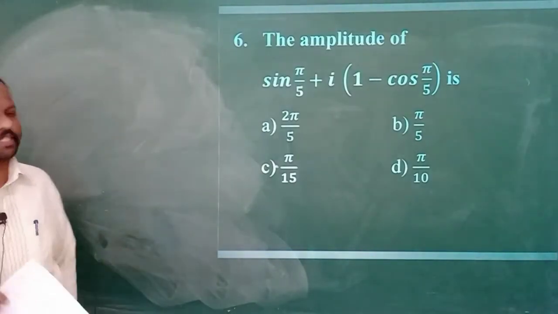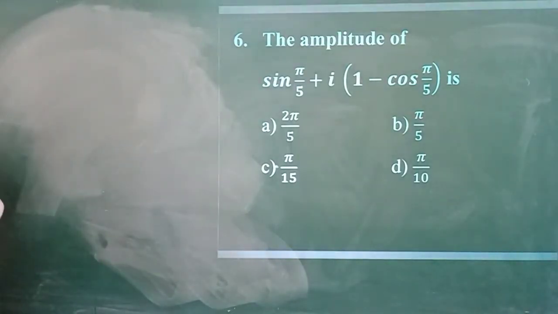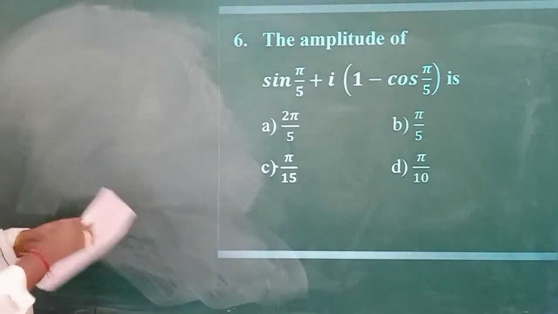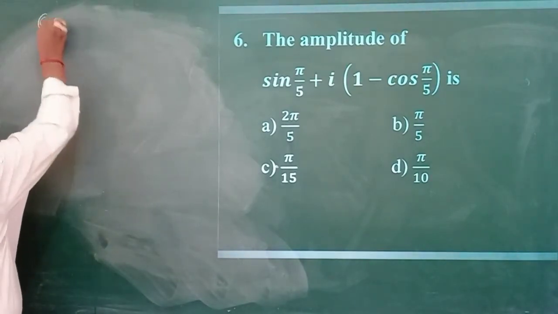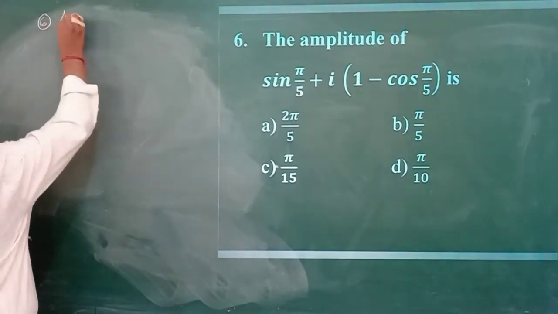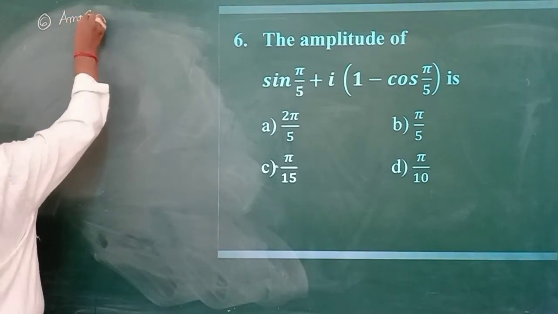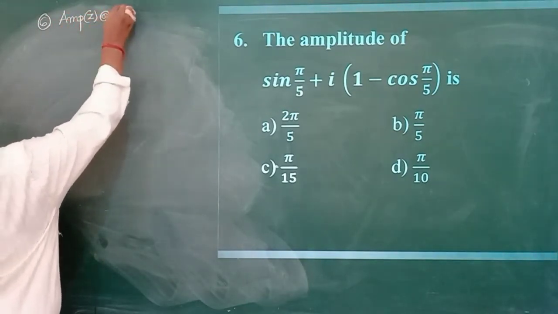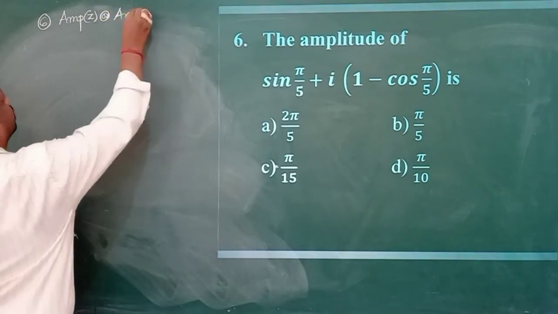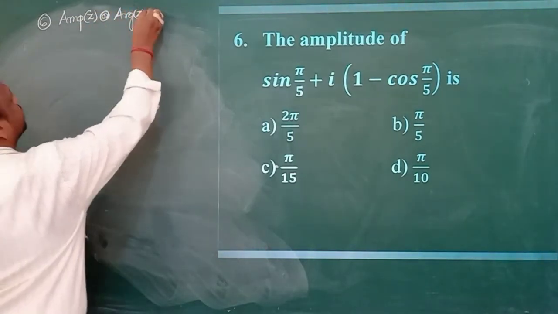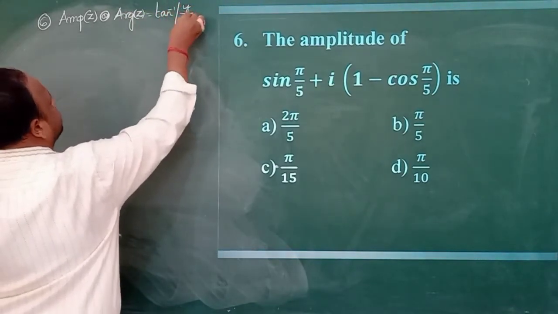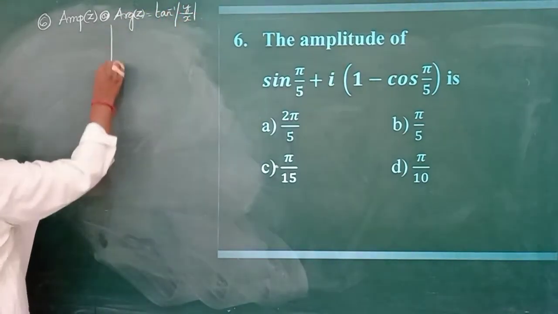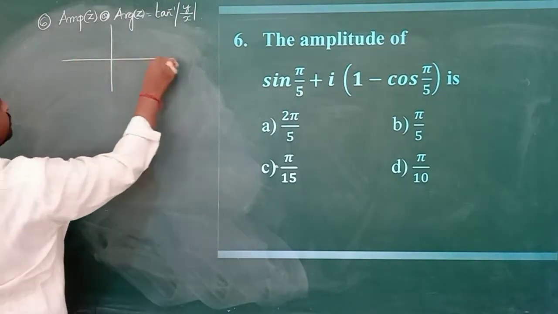Read question number 6. Amplitude or argument, both are same. What is the formula for finding the amplitude? Amp z or arg z. The formula for this is tan inverse modulus y by x. So according to the quadrant, it will change.